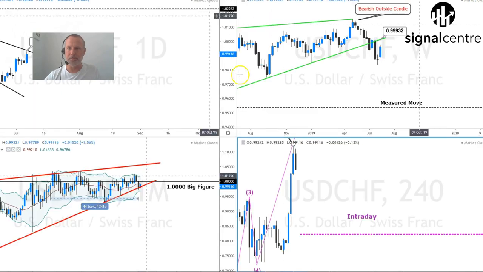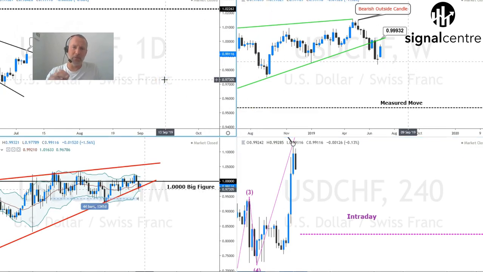Dollar Swiss, and this is really quite an interesting pair going into this week, and I've been looking at the crosses Euro Swiss and Sterling Swiss to try and work out whether or not they're coming to the end of their sell-off.